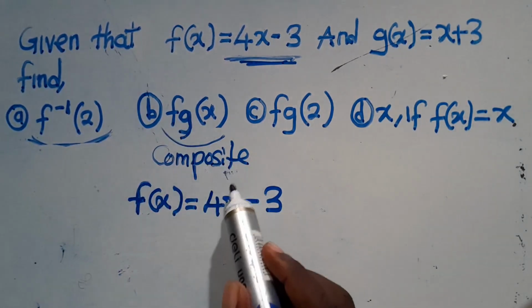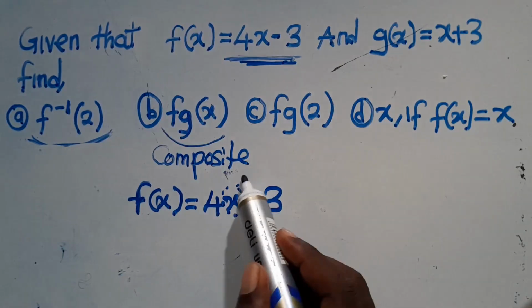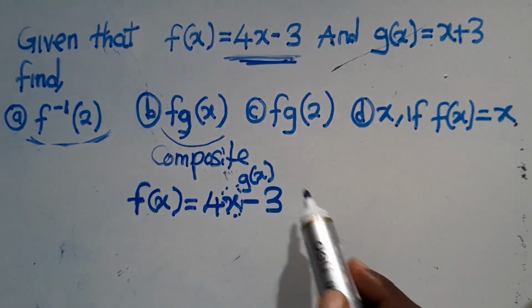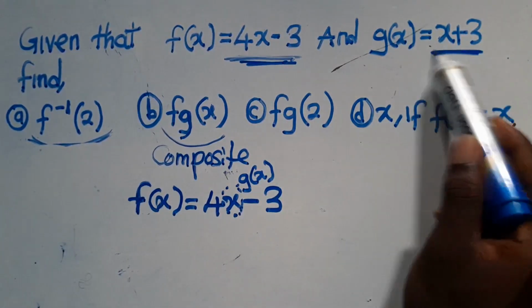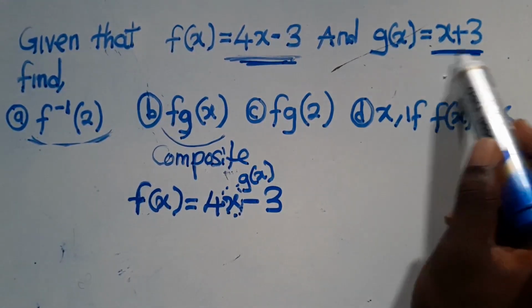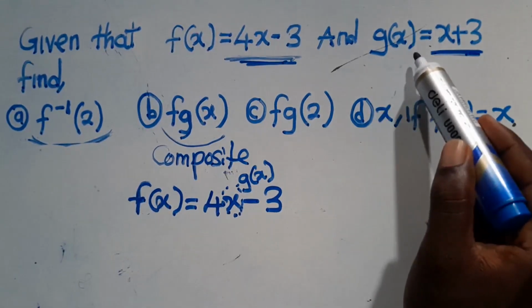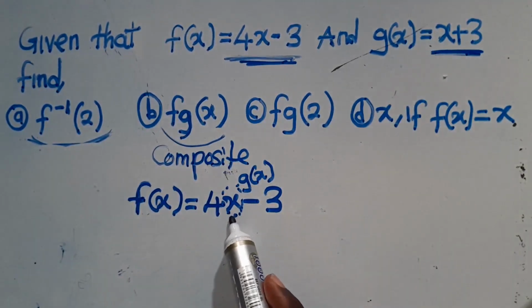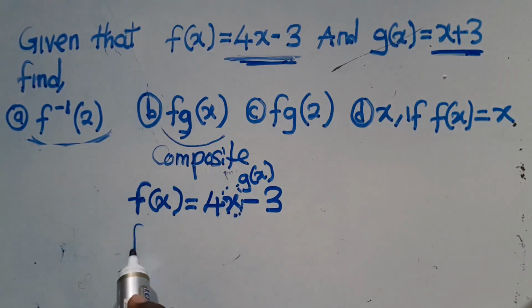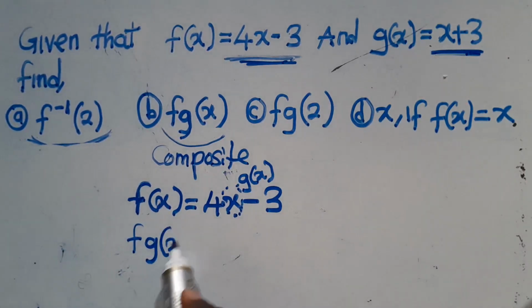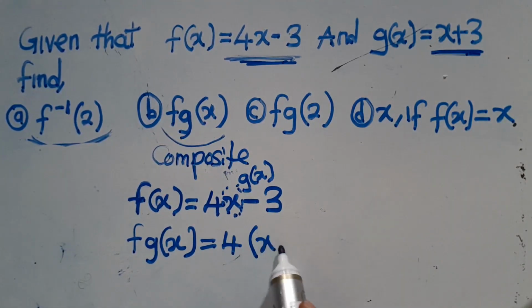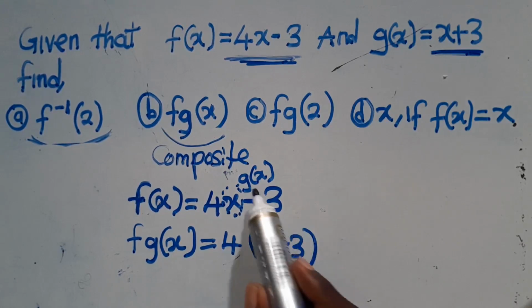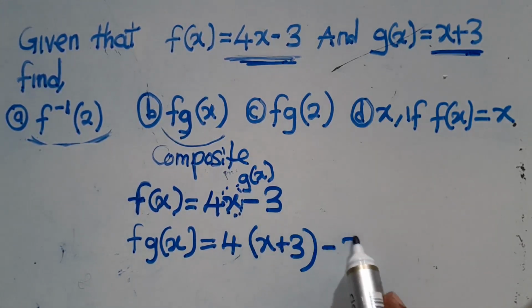This is to say that where there is x here, that's where I'm going to put the function g of x. When I say I'm going to put the function g of x, I mean these numbers, because x plus 3 is just the same as g of x. So where there is x here, I'm going to put g of x. I'm going to do f of g of x is equal to 4, then here where there is x, I'm going to put x plus 3, here g of x. Then I say minus 3. This is what I'm going to do.